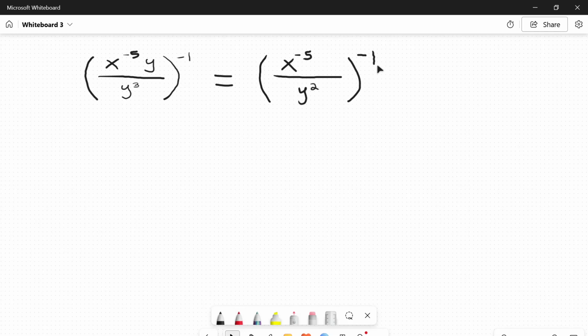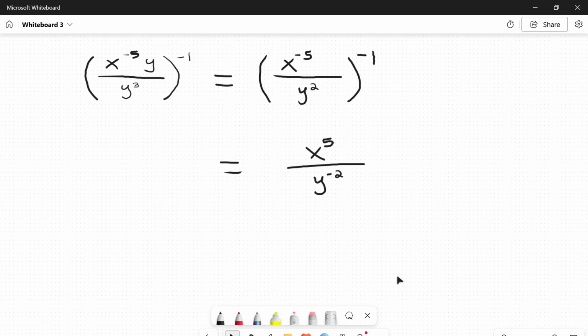Next thing I'm going to do is I'm going to distribute this exponent. Anytime you have a fraction raised to an exponent, you can take this exponent and multiply it by all of the exponents on the inside. So we're going to have x raised to something new over y raised to something new. It used to be negative 5, but negative 5 times negative 1 is going to make a positive 5. And on bottom we used to have a 2, but 2 times negative 1 is negative 2.